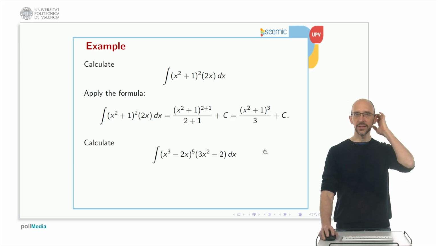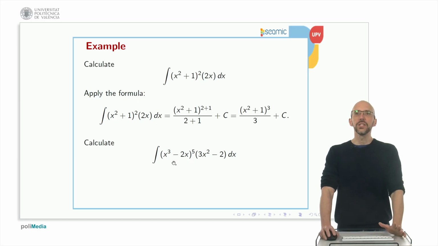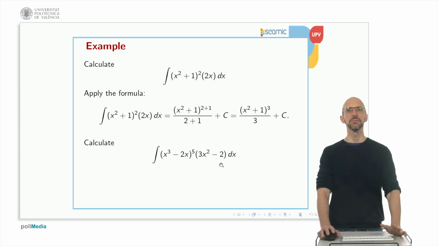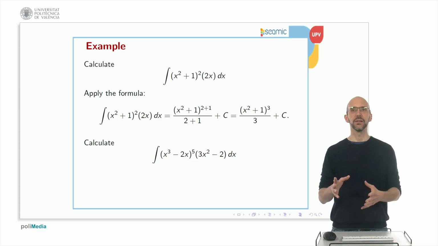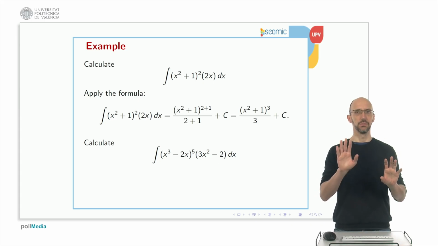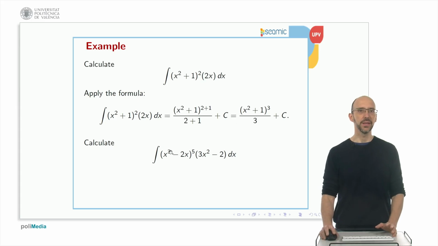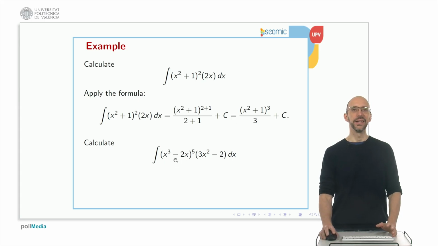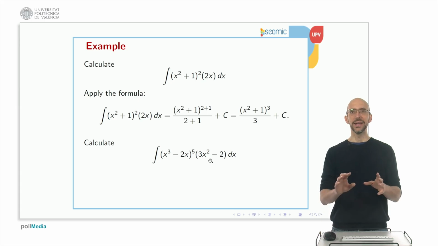Another example is this integral. What do you see here? I see a function powered to 5 and then something else outside. So my feeling is, a function powered to a number, let's wait. Do I have the derivative of this function outside? Let's see. What is the derivative of x cubed minus 2 times x? It is 3x squared minus 2. Oh, perfect. It's outside. And even the numbers are correct. So I have everything I need. I have a function powered to the 5th power times the derivative of this function.